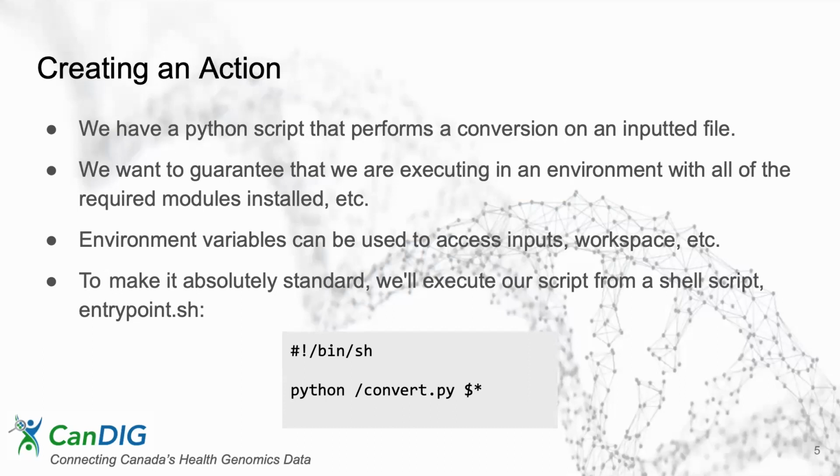So what the GitHub Action protocol asks you to do is to make sure that you're guaranteeing that you're executing in an environment with all of the same required modules installed, and that you can get all the inputs and outputs in the workspace environment variables. To make it standard, we just write a wrapping shell script for the Python script that we wrote. It's just entrypoint.sh, and this is all it is.